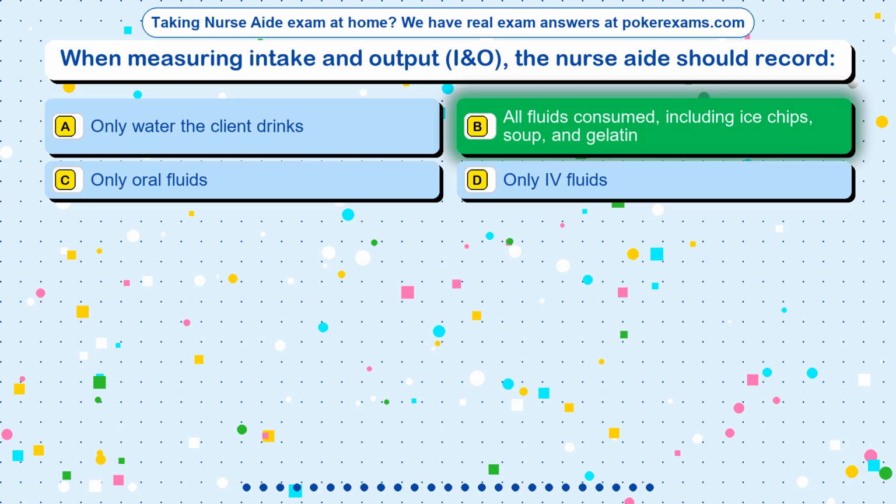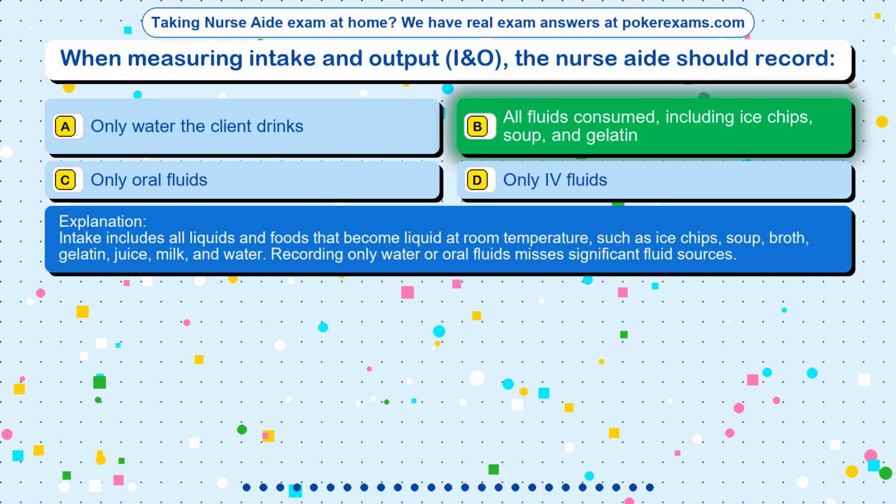The correct answer is option B. All fluids consumed, including ice chips, soup, and gelatin. Intake includes all liquids and foods that become liquid at room temperature, such as ice chips, soup, broth, gelatin, juice, milk, and water. Recording only water or oral fluids misses significant fluid sources.